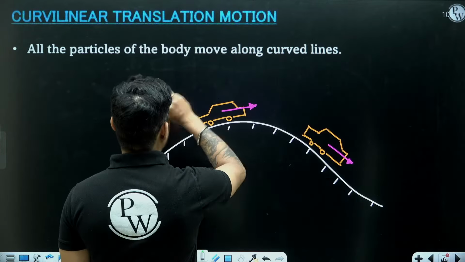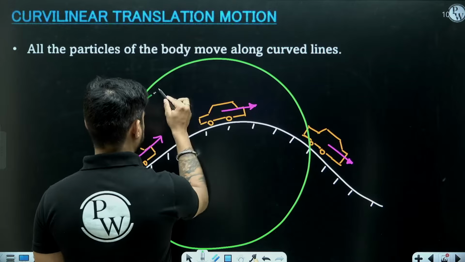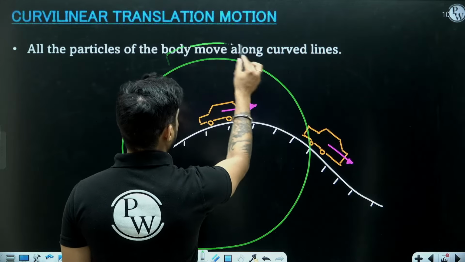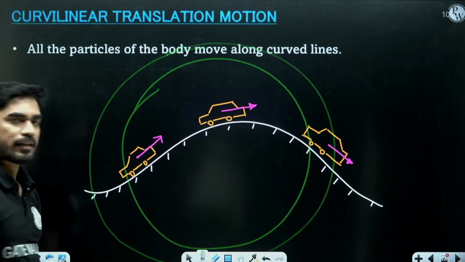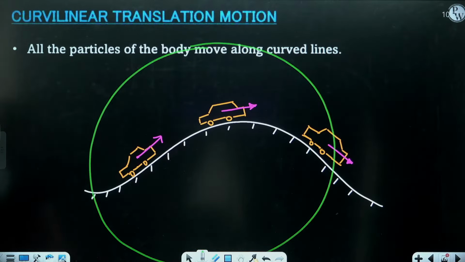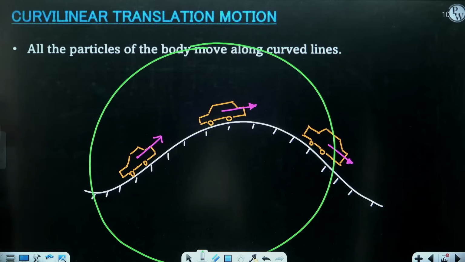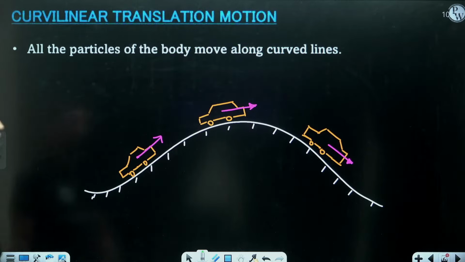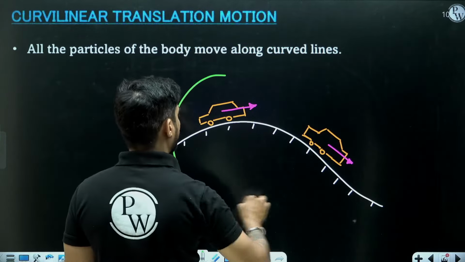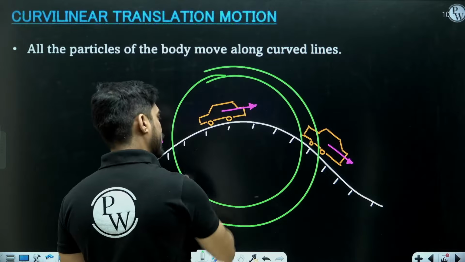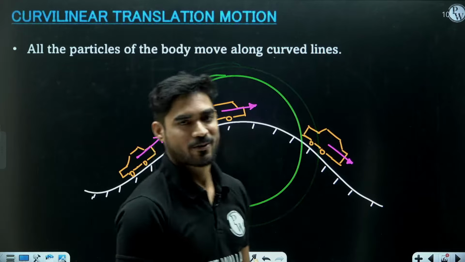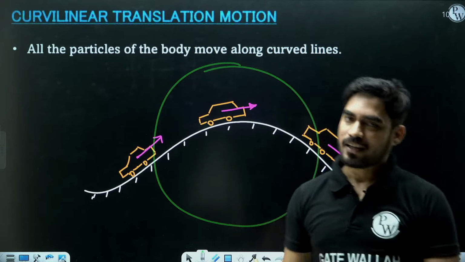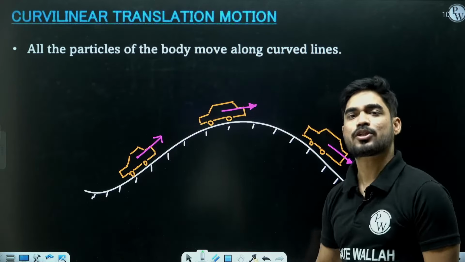If this path becomes circular and the car is moving along this circular path, then also it will be a curvilinear translational motion only. The difference is that this time the path is completely circular. So it is still a curvilinear translational motion only. Circular motion is a curvilinear translational motion only.